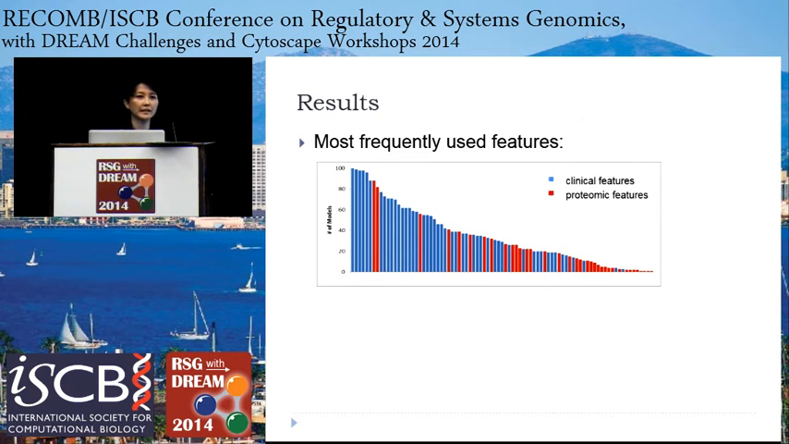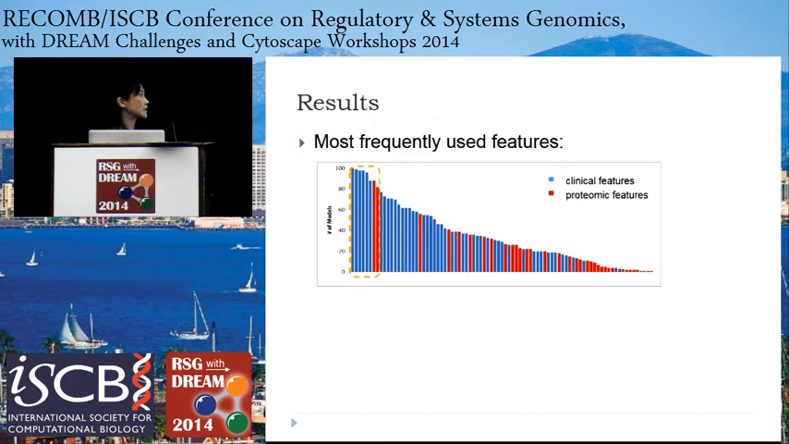And interestingly, all of them are proteomic data. Some clinical features may be used in fewer models, some may be used in more models, but clinical features do have a higher probability of being included in those models. And some proteomics data simply has no information at all. So after 100 rounds of iterations, they still provide no information.